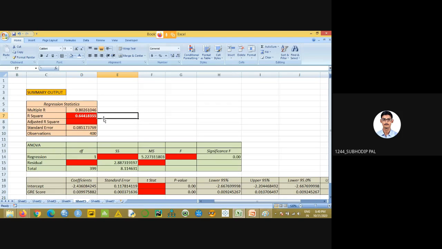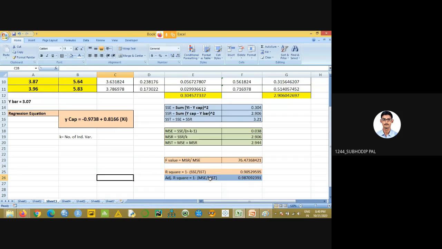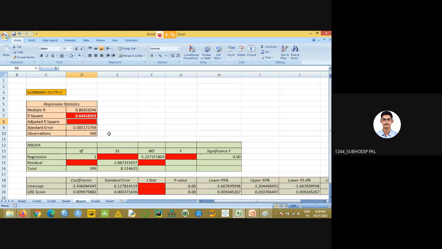It's correct. Next is adjusted R square. How do we calculate that? You remember the formula from the previous thing. What was the adjusted R square formula? 1 minus MSE by MST. So for that I need MSE and MST.